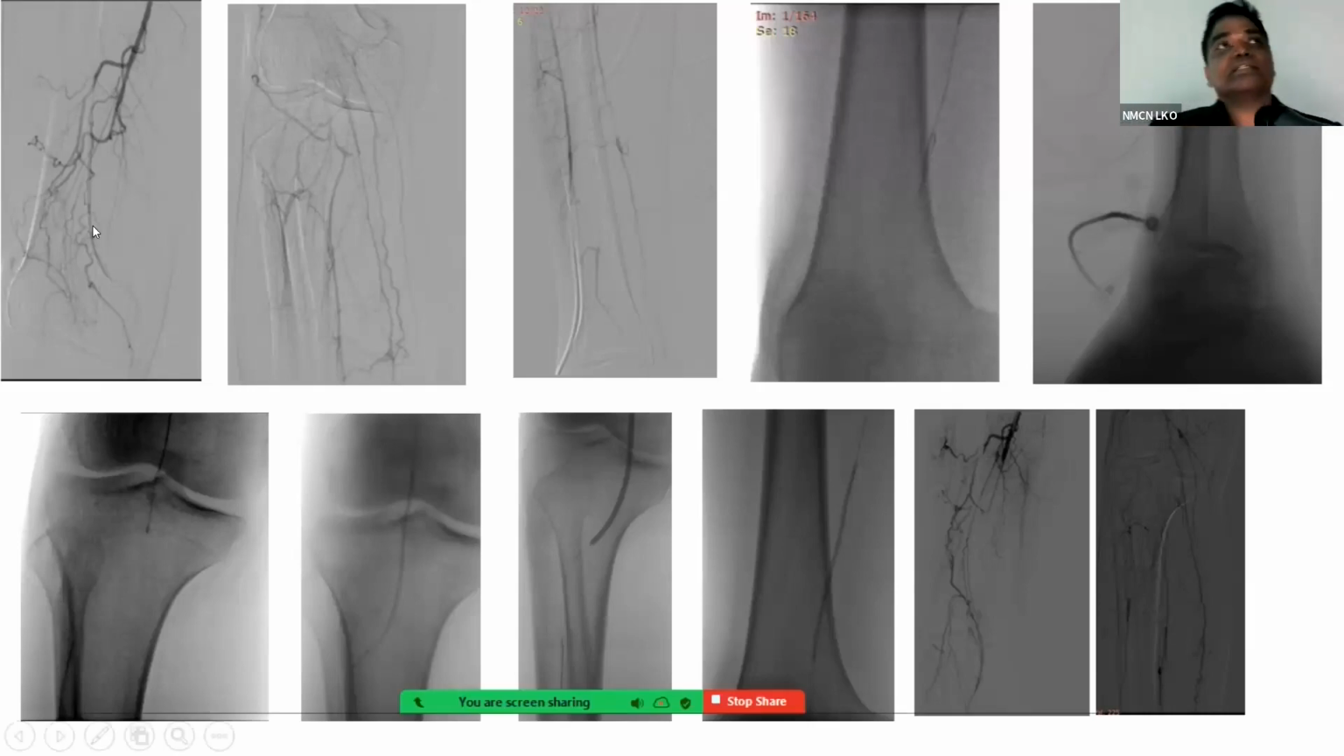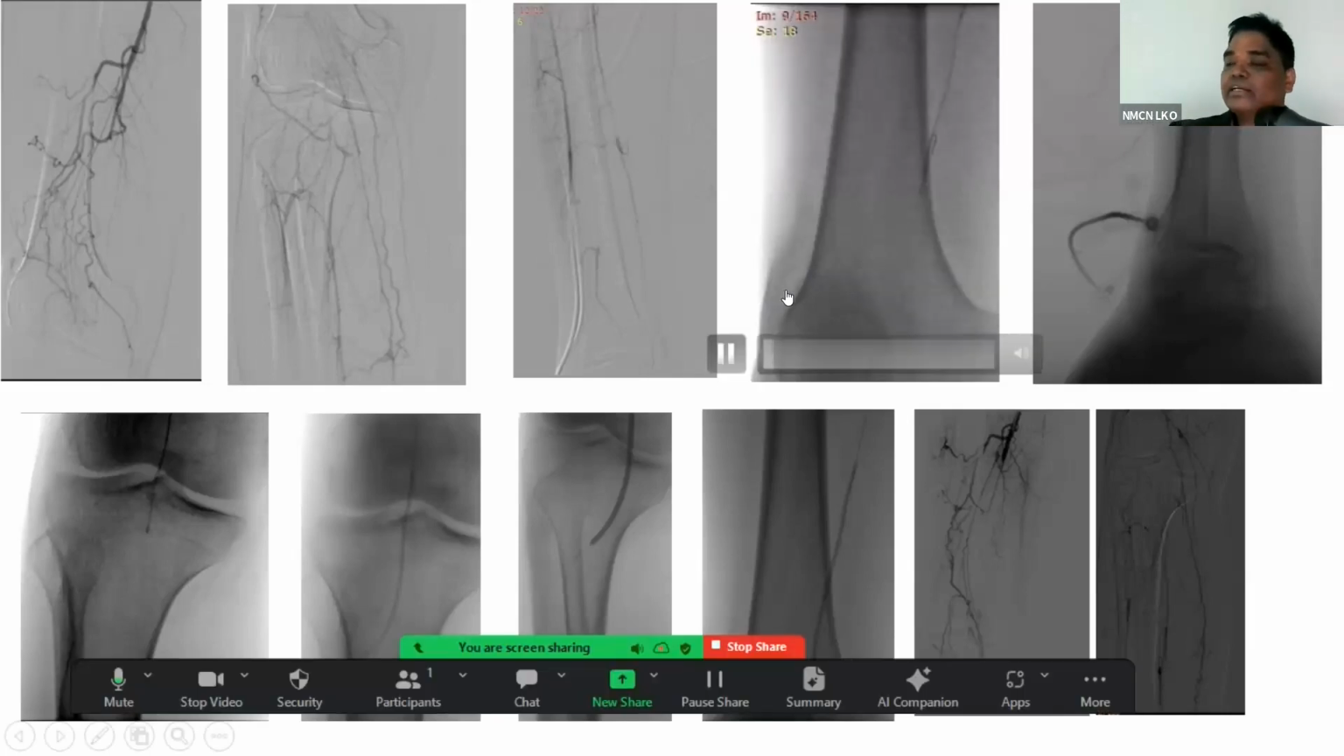So this is just one of our cases. Here you can see that there is a long segment occlusion of the superficial femoral artery. This is the area of the knee and the upper leg, where you can barely recognize the anterior and posterior tibial arteries and the peroneal artery. This is the distal aspect of the leg. You can see that this is the anterior tibial artery and this is the posterior tibial artery. So we tried to recanalize this antegradely.